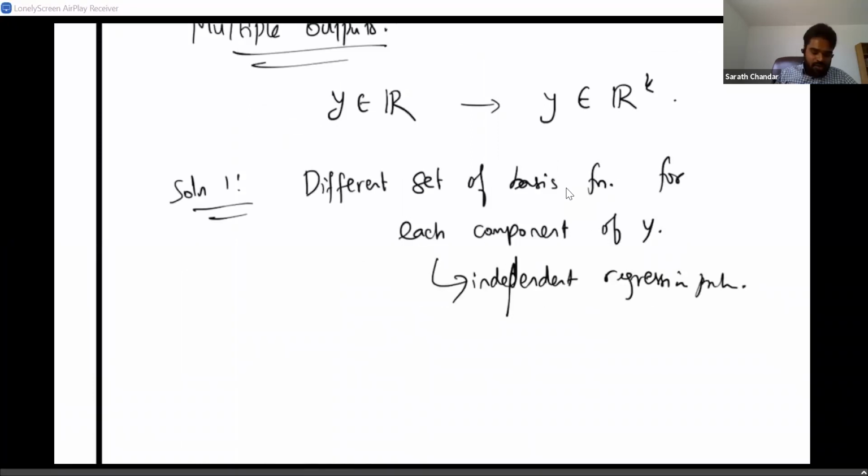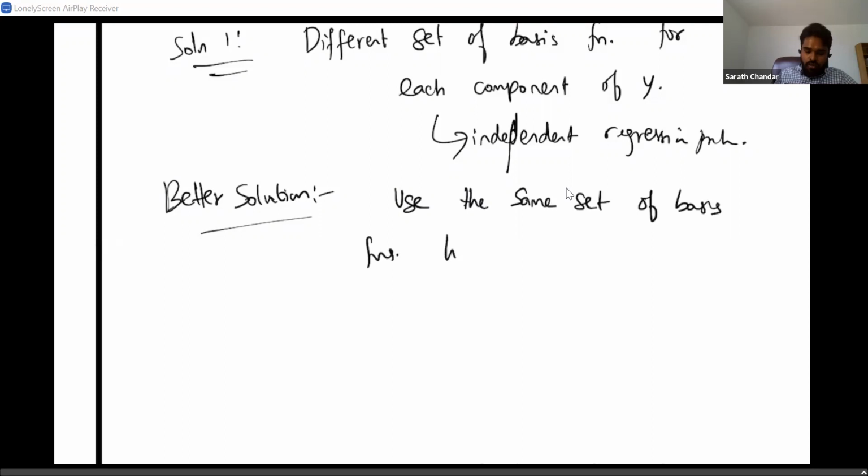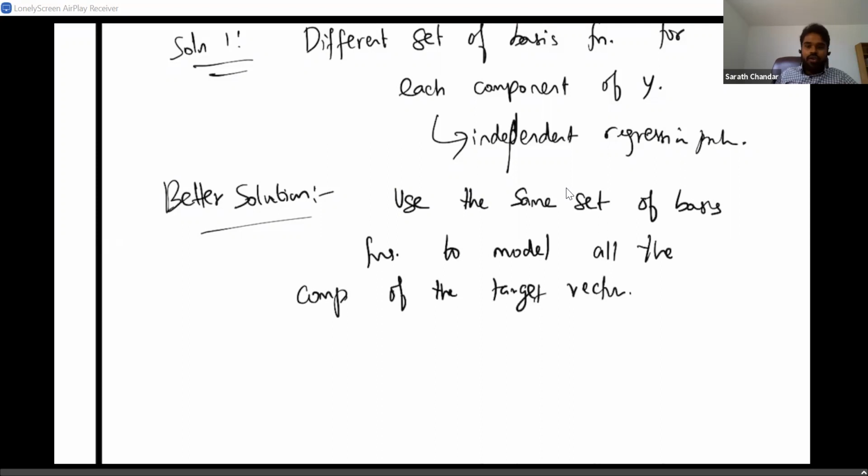So there's actually a better solution for this, which is what we will normally follow, and which is what we will also use in the assignment, which is to use the same set of basis functions to model all the components of the target vector. Okay, so how am I going to do that?